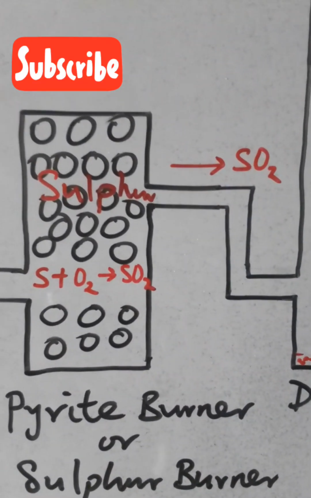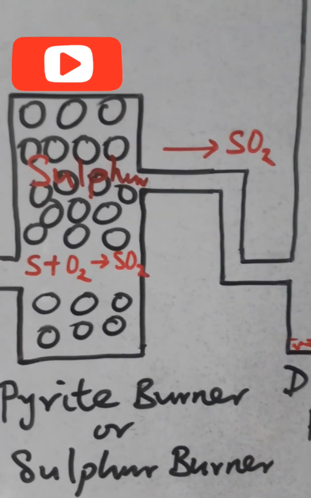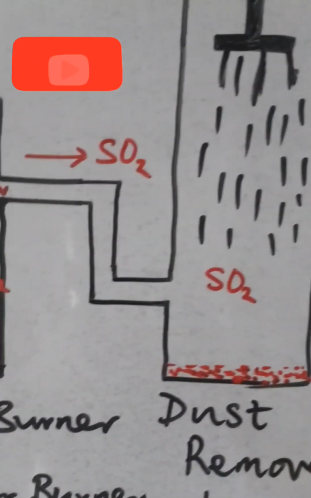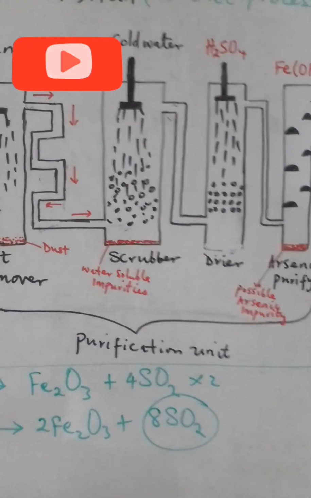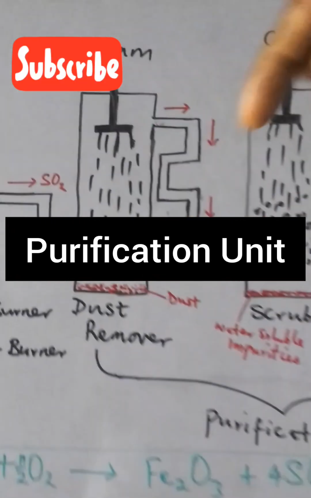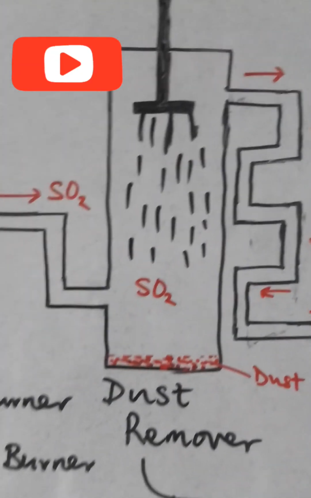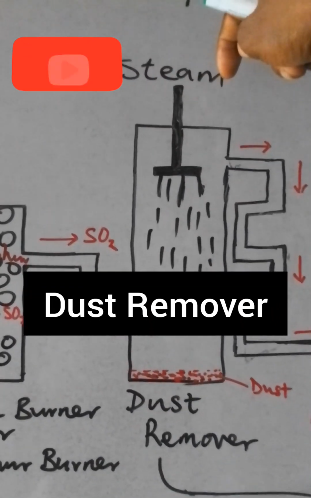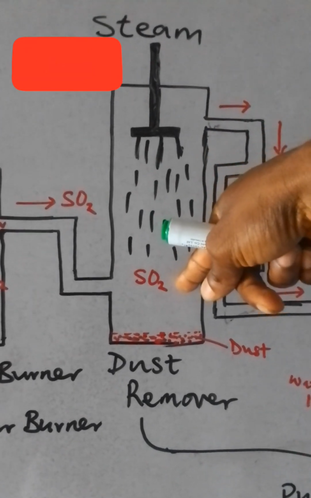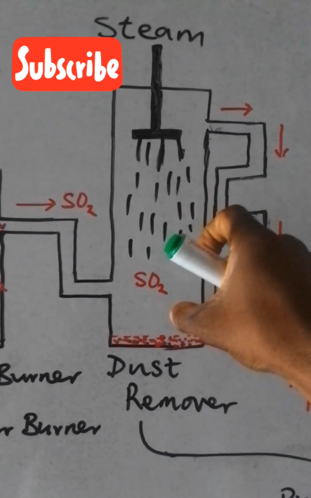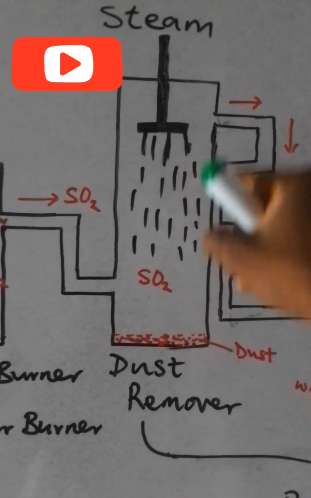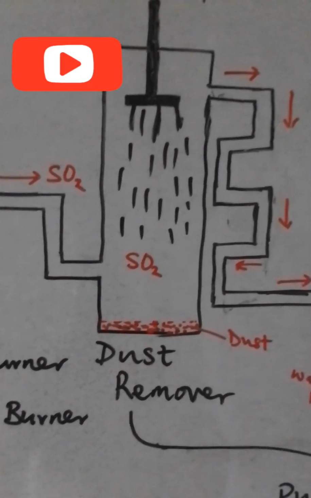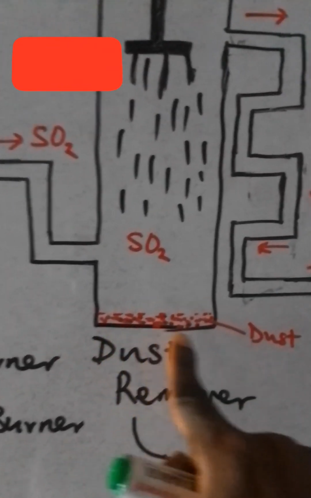Oxygen is there, water vapor is there, dust particles, and what have you. So from this pyrite burner, the next chamber is called the Purification Unit. Inside the Purification Unit, there are chambers, and the first chamber is the dust remover. In this dust remover, steam, that is hot water vapor, is sprinkled into the impure sulfur 4 oxide. What this steam does is dissolve and remove dust from the sulfur 4 oxide, and the dust settles here.